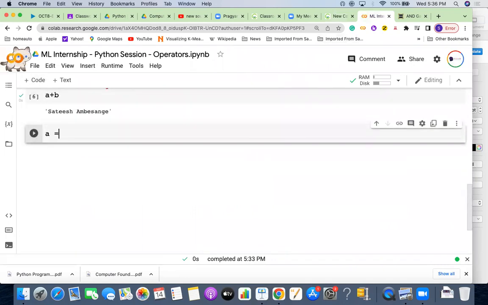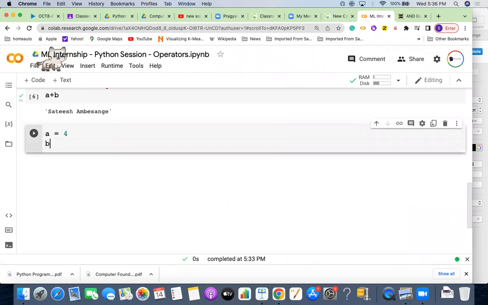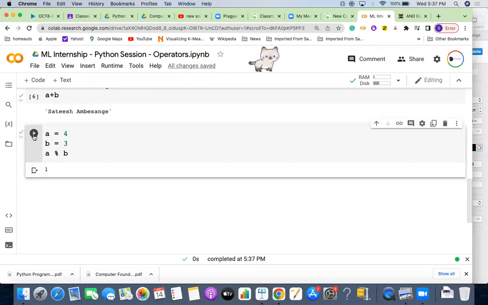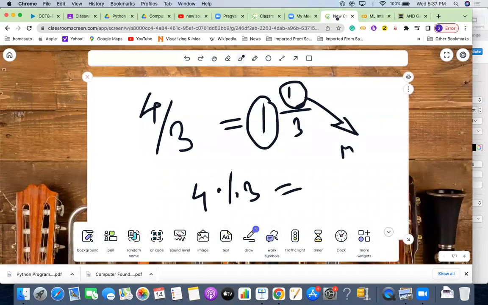So A is equal to 4, B is equal to 3. So A modulus B. So this is what we are getting. This is what we discussed. Any question here?